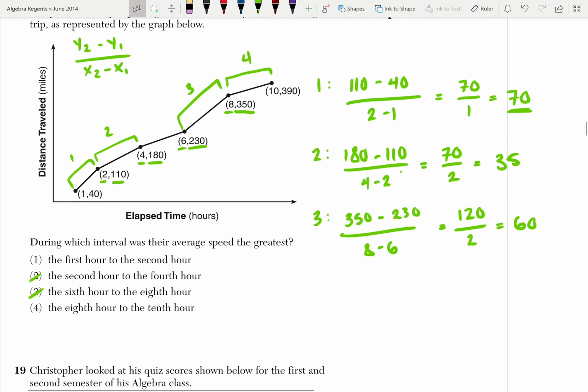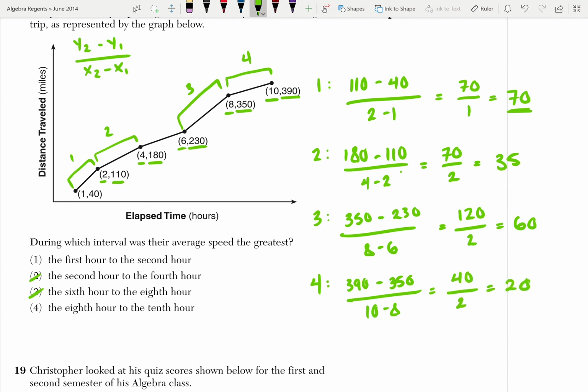Okay, so let's just check the last interval, interval 4. So again, y2 is 390 and y1 is 350, divided by x2 is 10 and x1 is 8. So 10 minus 8 is going to be equal to 40 divided by 2, which is 20, and definitely smaller than interval 1. So interval 1 has the greatest average speed, 70 miles per hour.